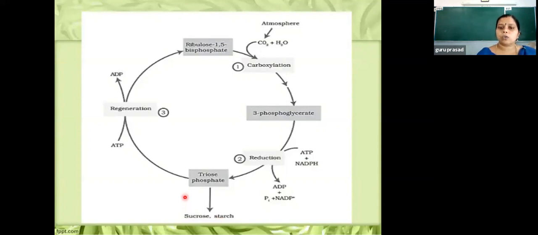Next, this triose phosphate has to be regenerated to cycle back to ribulose 1,5-bisphosphate. For that purpose, it undergoes the next reaction called regeneration. It undergoes the regeneration reaction and gets converted into ribulose 1,5-bisphosphate in order to complete the cycle. Here also, ATP molecules are utilized. Clear? Yeah? So, this is the Calvin cycle for the C3 pathway.